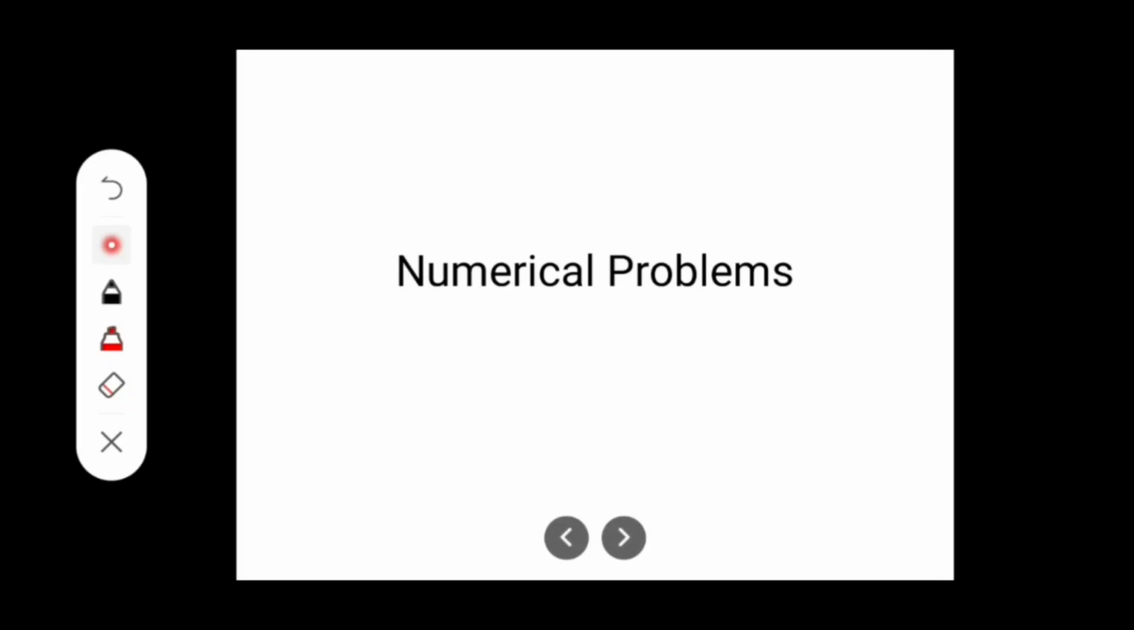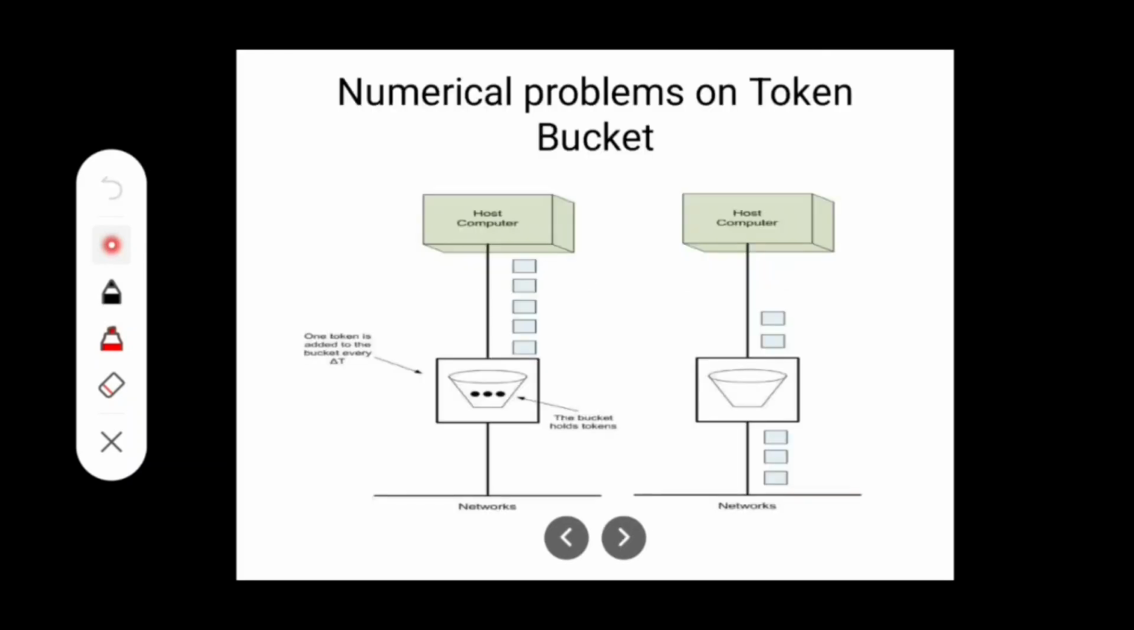While preparing for the university examination, you have to go through certain numerical problems that can be asked from certain topics. So the first numerical problem that can be expected is from the topic token bucket. We have already seen the token bucket algorithm. Here the incoming packets will be passed through the bucket based on the tokens that are available in the bucket. Here there are 3 tokens available. So 3 packets will be transmitted at a time from here to here. It will take 3 tokens and transmit the 3 packets from here to here.